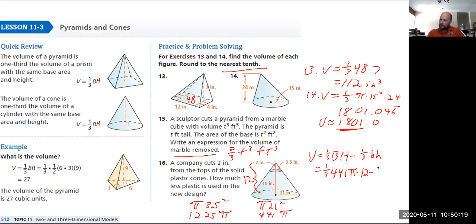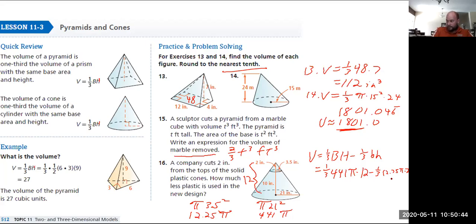And then subtract off the volume of the little cone. Volume of the little cone, 1/3. Base area of the little cone was 12.25 pi. And the height is 2 times 2. All right. That almost didn't fit on the screen.